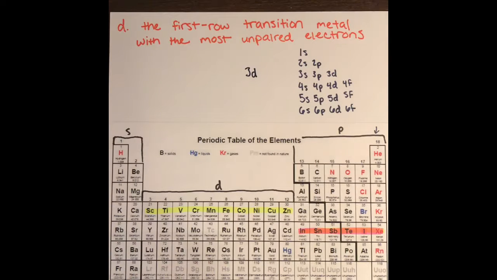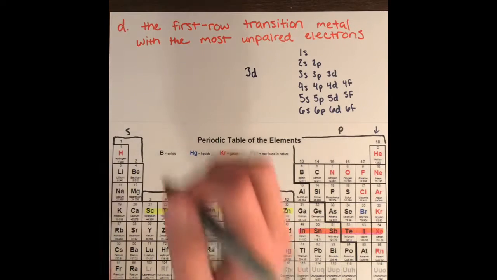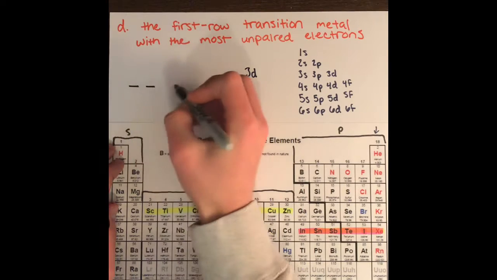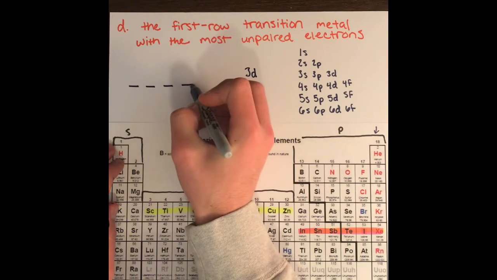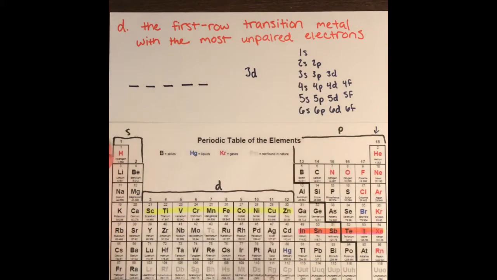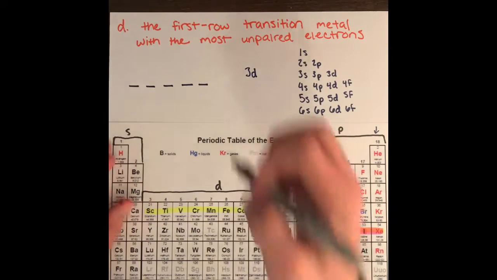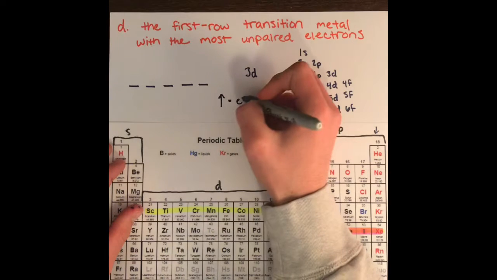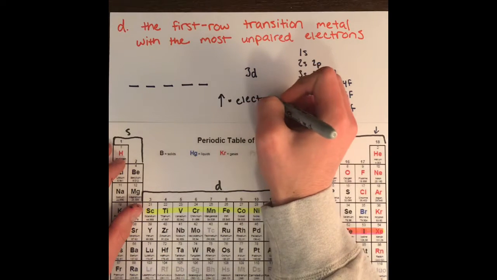Now, we just need to find the element with the most unpaired electrons. Well, using a little diagram, we can find this quite easily. Since elements in the d block can hold 10 electrons and have a minimum of 5 pairs, we can illustrate this with 5 dashes, where 2 electrons are held in each dash. We will abbreviate the electrons as an arrow.